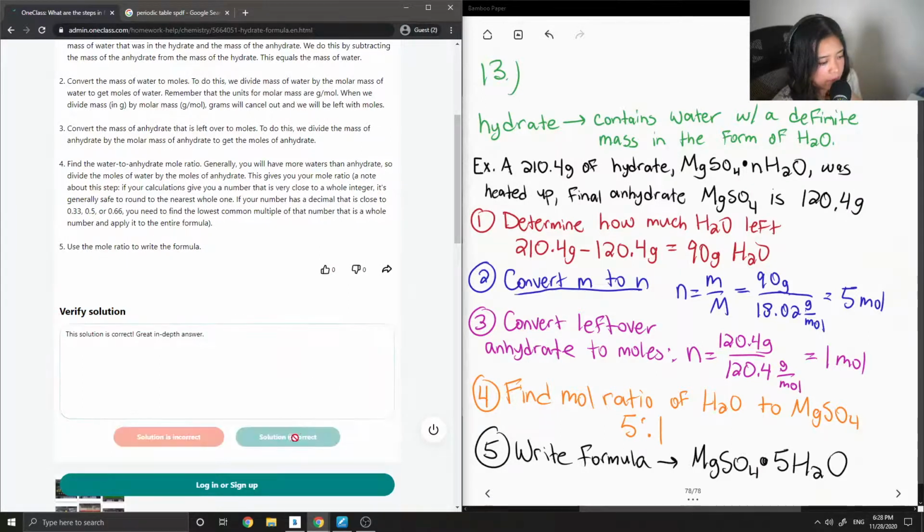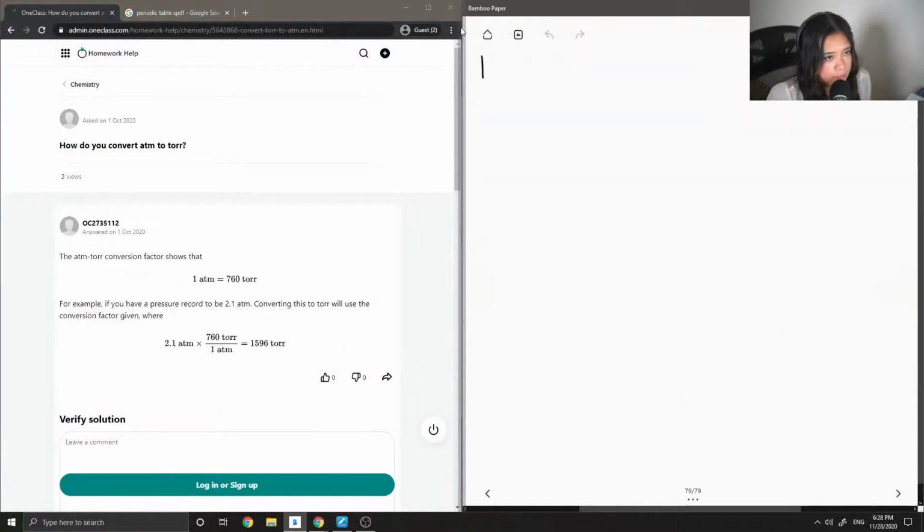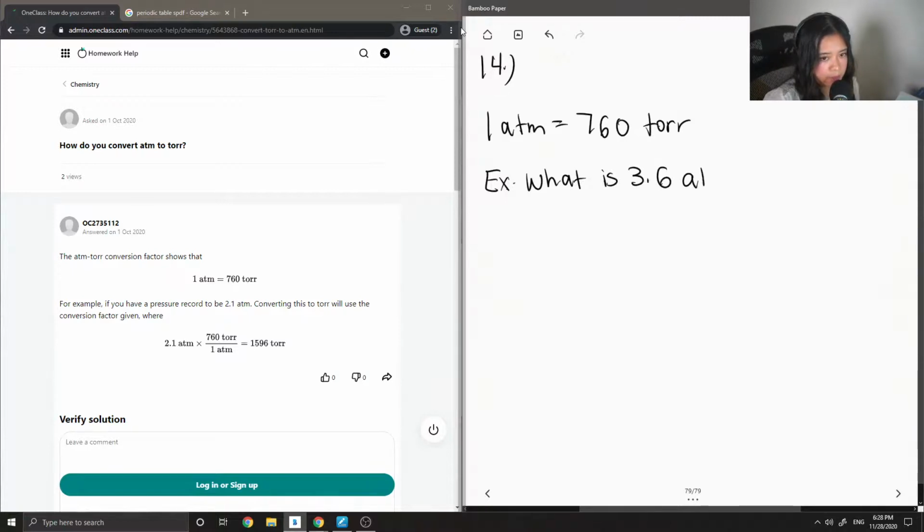And I think we have time for one more question. Question 14. How do you convert ATM to Torr? Well, basically, let's say that 1 ATM is equal to 760 Torr. So for example, let's say, what is 3.6 ATM in Torr?